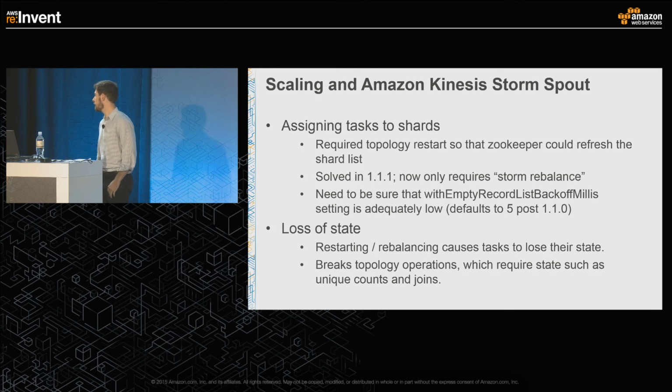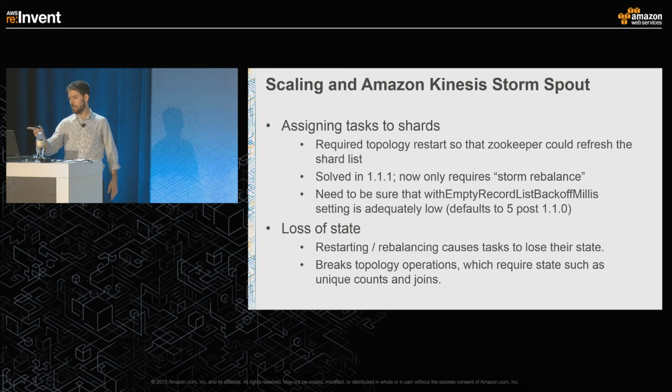One other thing to keep in mind is that empty records list backoff millis setting that I was talking about earlier, it needs to be adequately low. The reason for this is if anyone's ever scaled up a Kinesis stream, after you scale it up, you have a bunch of closed shards, which are shards that have data on them that applications could read, but that aren't accepting new data. And if you have a topology that's running right at the latest records, those are going to get cleaned out of data pretty quickly. And you're going to have a bunch of them, so each of those executors, those threads, are going to end up having to handle maybe, let's say, 2 closed shards and an open shard.